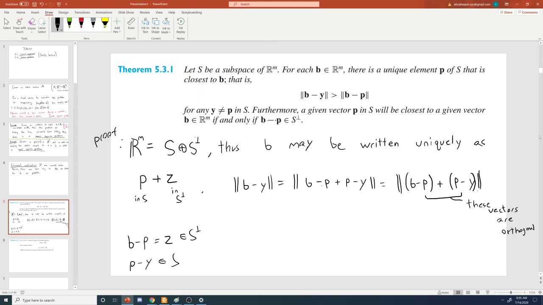So what I'm going to do here is go through and square each of these. All these equalities are still true for the squares. But now observe that this last thing right here is the same thing as the scalar product, which I'll write like this, of B minus P plus P minus Y, with B minus P plus P minus Y.